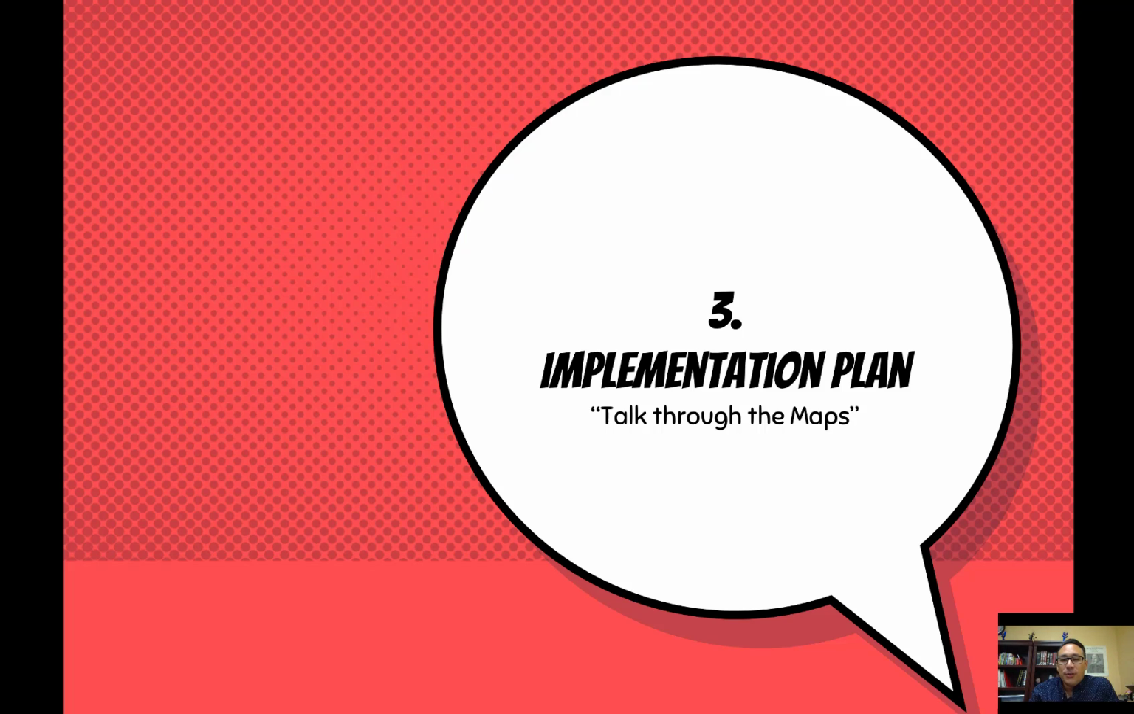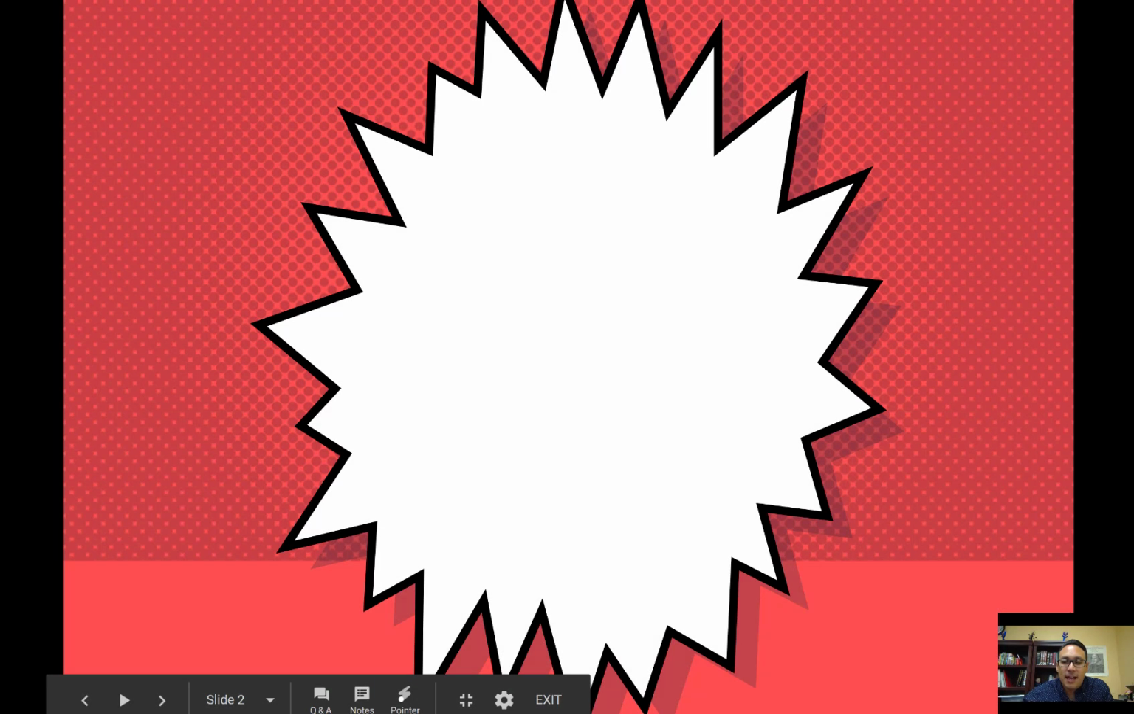All right, welcome to the third learning objective here, the implementation plan. One of the most important skills you can teach your students when using thinking maps is to be able to talk through their maps, and you should be able to do that from the very beginning as you're introducing the maps. So our purpose for today will be just that.